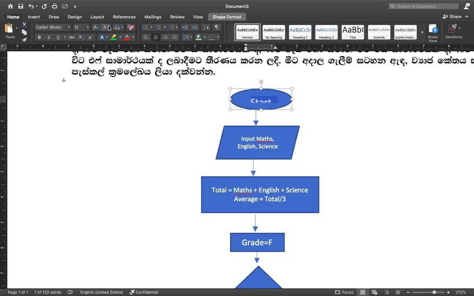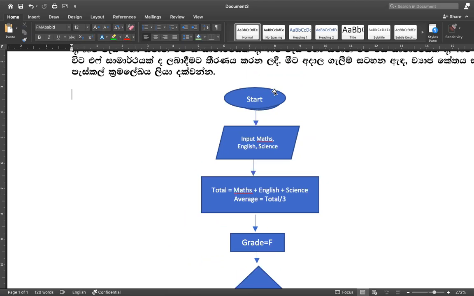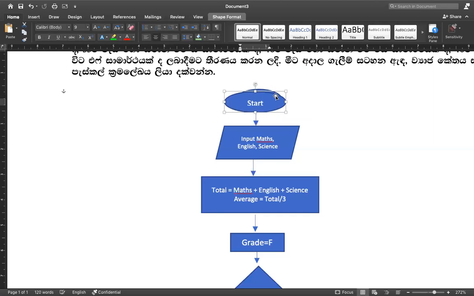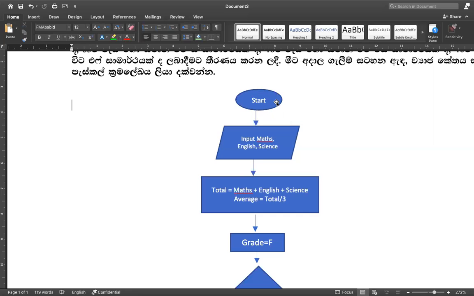After starting, you have to input. So you have identified the inputs. Inputs are maths marks, English marks, and science marks. That is a parallelogram. You have to use the correct shape. Input, output, parallelogram. You have to use the same shape for inputs and outputs both.